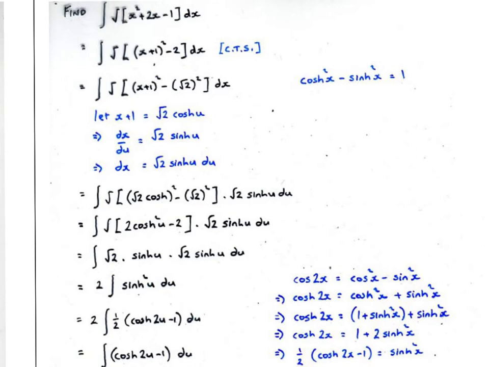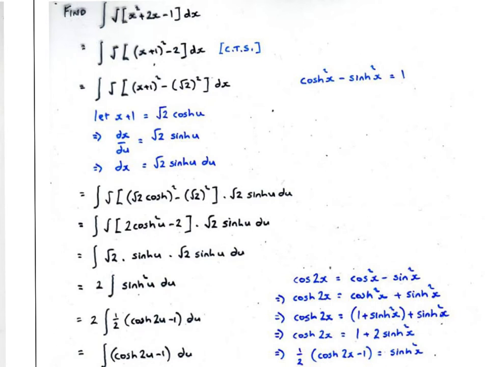Now, in this case, if we let the first thing squared minus the second thing squared, the first thing squared equals root 2 cos u. So again, differentiating with respect to u, we get dx by du equals root 2 sine u, and dx equals root 2 sine u du. Again, we can plug that in. x plus 1 all squared is just root 2 cos u all squared, which is 2 cos squared u. And we've got the minus 2 there.